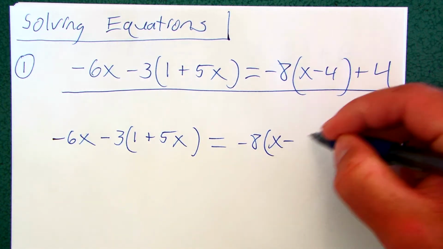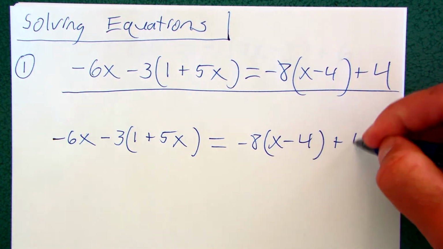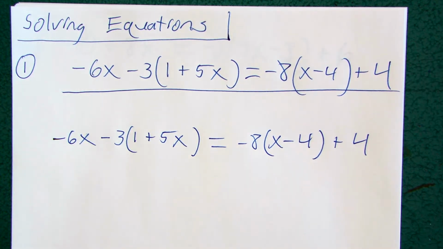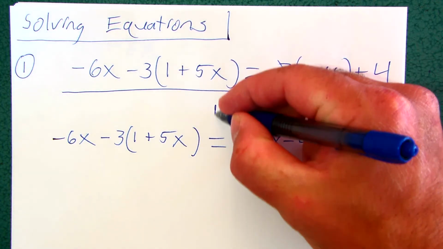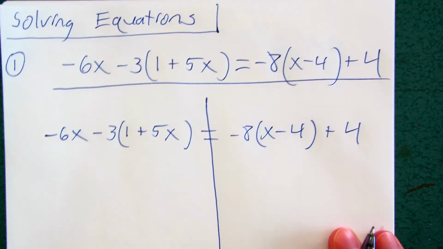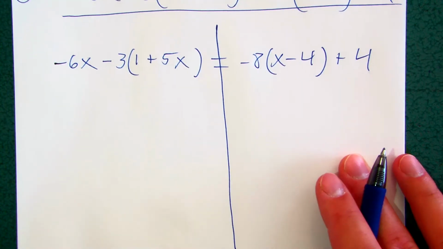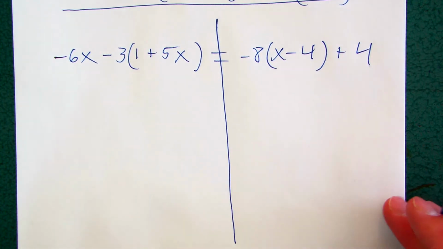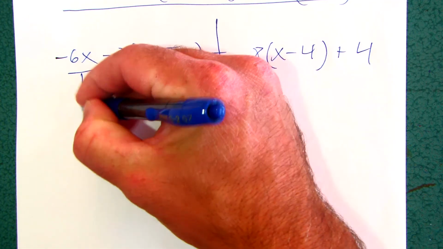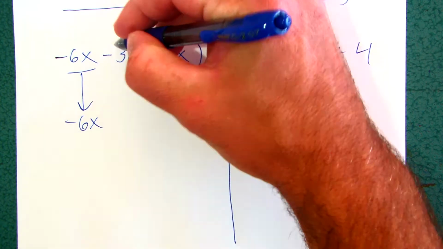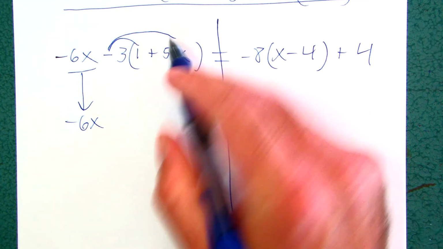So pretty loaded question here. Got a lot to do, a lot to clean up before we can start to solve this. We got to do some distributive property, combine like terms. We'll go from there. So first up, negative 6x, that's just coming along for the ride, not doing anything with it. Just got to take care of some distributive property on the left.